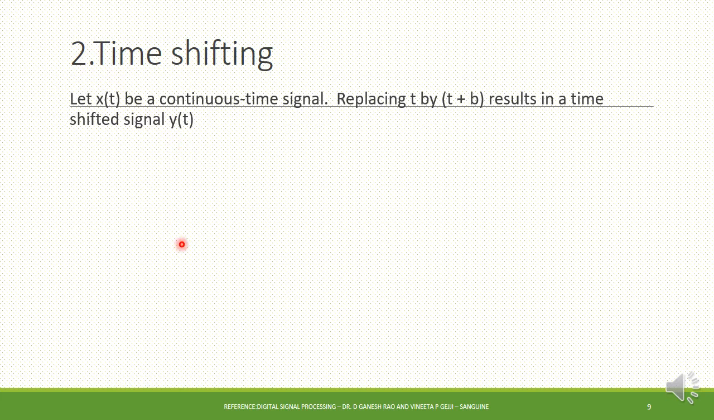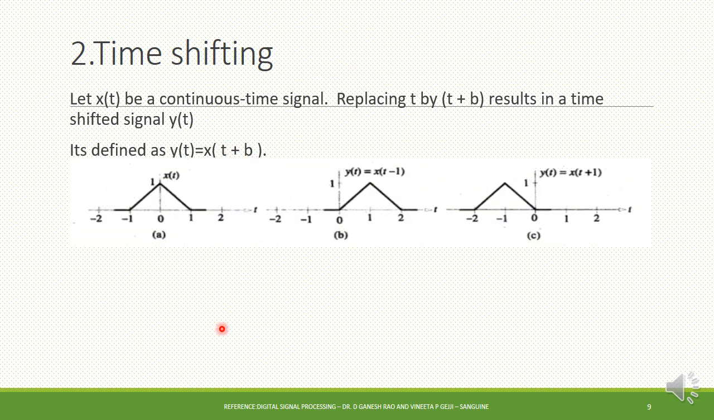Let us see some figures also. First, let us write y of t. Y of t is equal to x of t plus b. This is the expression for time shifting. So you see here what happens. We have figures A, B and C. First is our simple x of t.